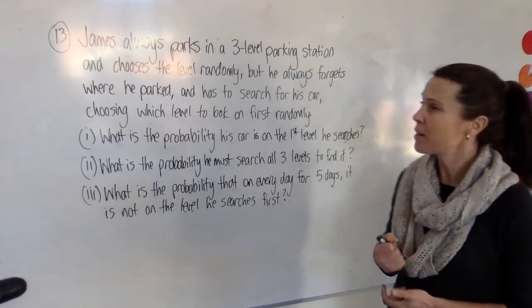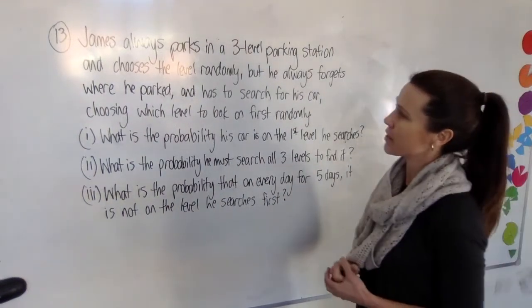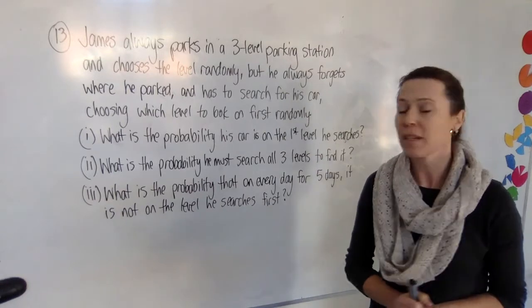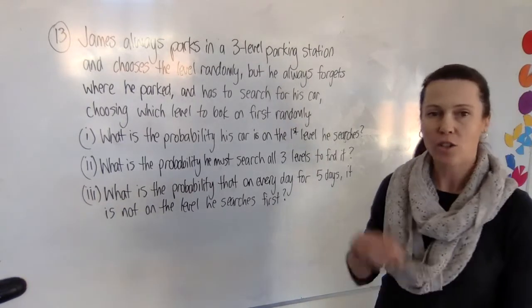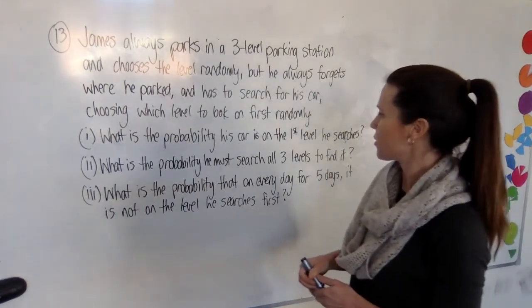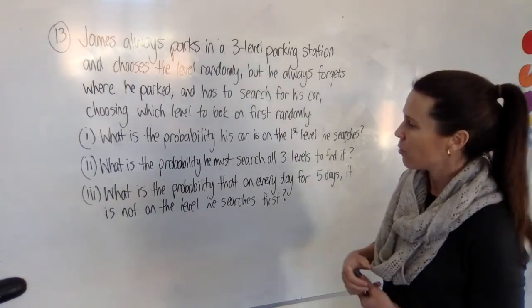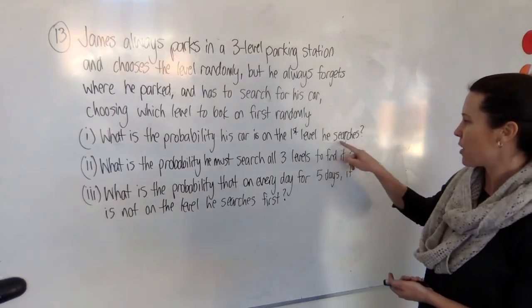Question 13. James always parks in a 3-level parking station and he chooses the level randomly, but he always forgets where he parked and he has to search for his car, choosing which level to look on first randomly. Now, what is the probability his car is on the first level he searches?